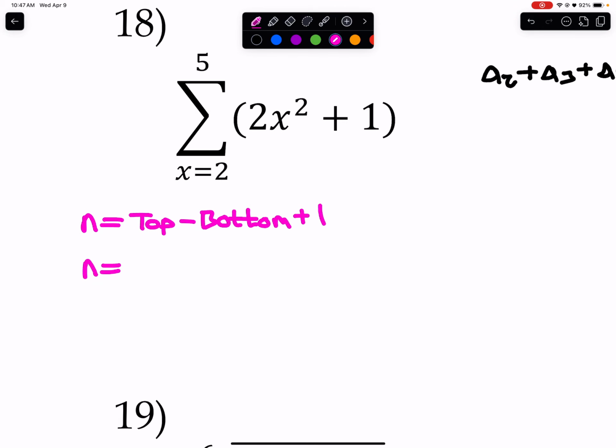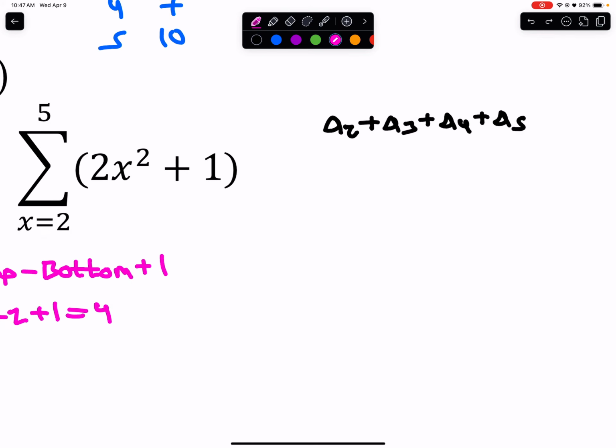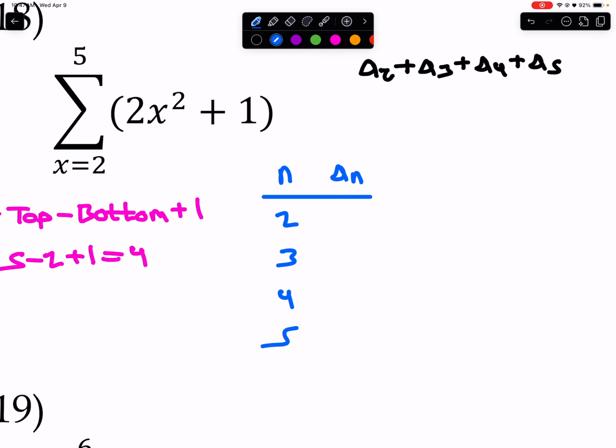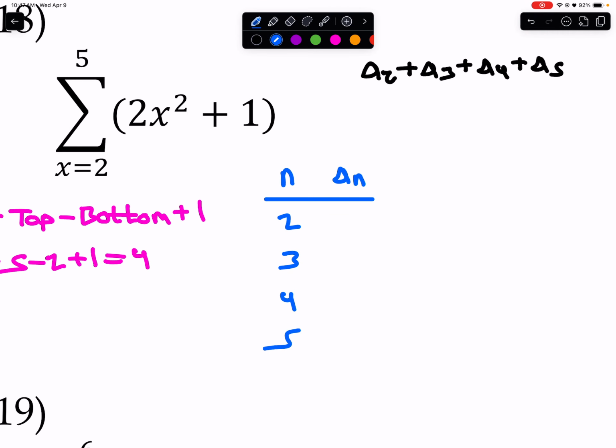So the number of terms is going to be 5 minus 2 plus 1, which is 4. So this is kind of your quick, easy way to find the number of terms that you're going to have. So same idea. I'm going to go ahead and just make a quick little reference table. So we're going to start with n and then go to a sub n so we can find the term value. So I'm going to start with 2, then 3, 4, and then go to 5. And then I want to go and find the actual term value, which is a sub n.